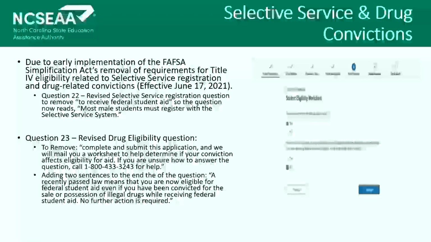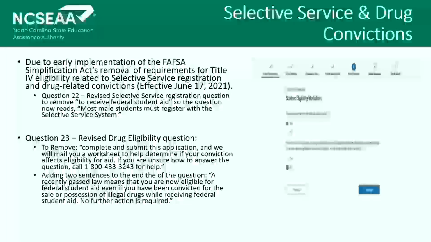In addition to that, there is also a question related to drug convictions. In the past, in order to receive federal student aid, there was a question on the application that asks the student if they were convicted of the sale or possession of illegal drugs while receiving federal student aid.